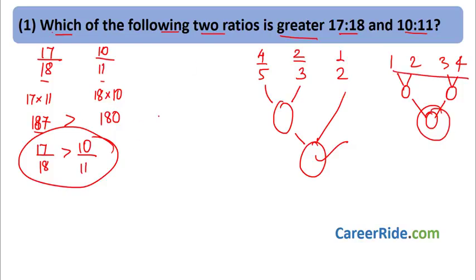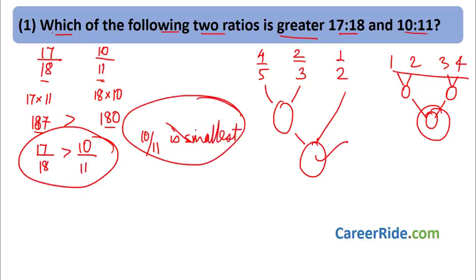If they had asked which is the smallest one, what would we have said? Right hand side is smaller than left hand side, so the right hand side equation must be smaller than the left hand side equation. So 10 upon 11 is smallest. But here they have asked for the greatest, so 17 by 18 is greatest. See how easy it is.